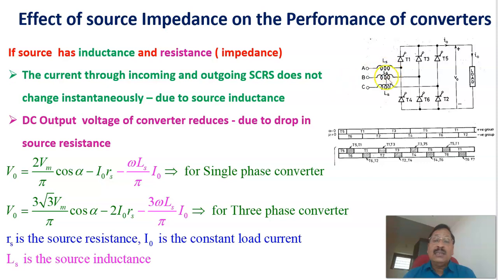But if you are considering the source inductance as well as the source resistance, there will be a drop of 2 I naught Rs, where Rs is the source resistance, and 3 omega Ls divided by pi into I naught. This is the drop due to the source inductance. Therefore, this is the output voltage equation for the three-phase full wave converter, considering the source resistance and source inductance. We'll be deriving the equation in the next slides.